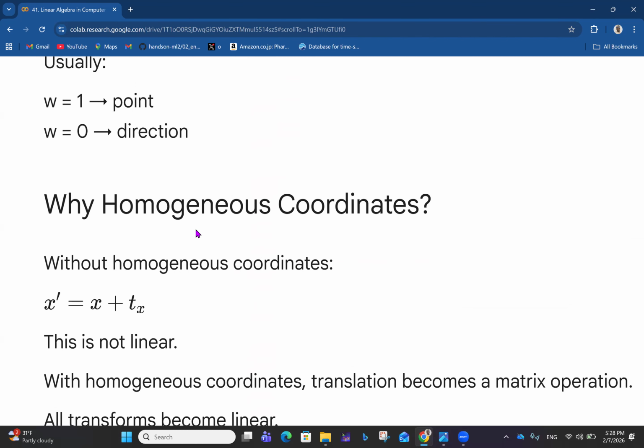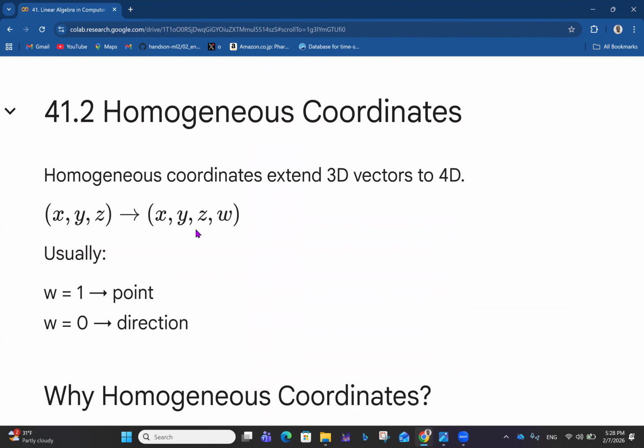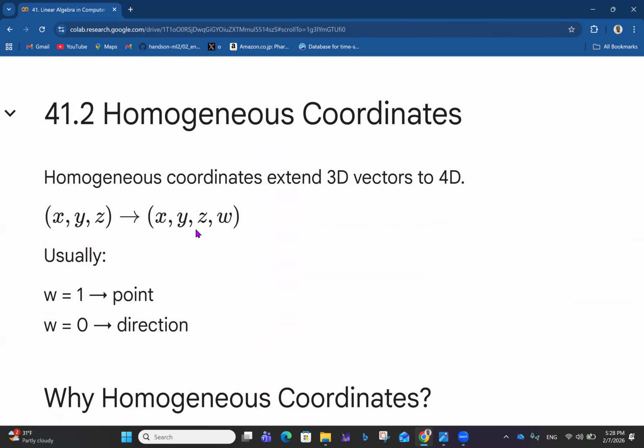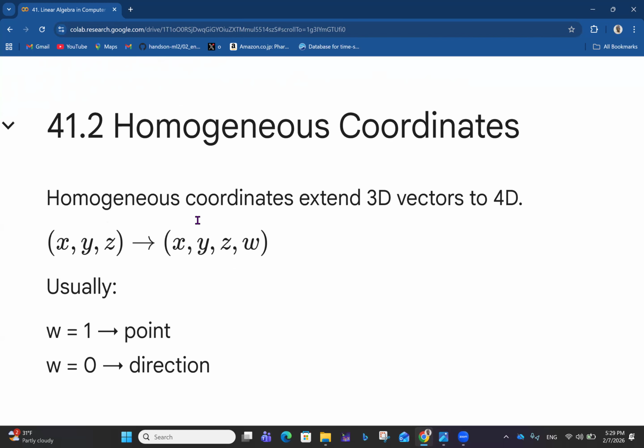So then we go to talk about homogeneous coordinates. Those are the two things when we talk about linear algebra in computer graphics. So homogeneous coordinates extend 3D vectors to 4D, right? The pipeline transforms, like with length, project 3D to 2D, but homogeneous coordinates extend 3D vectors to 4D. That means you have XYZ mapped to XYZW. Usually W equals 1 is a point, while W equals 0 is a direction.